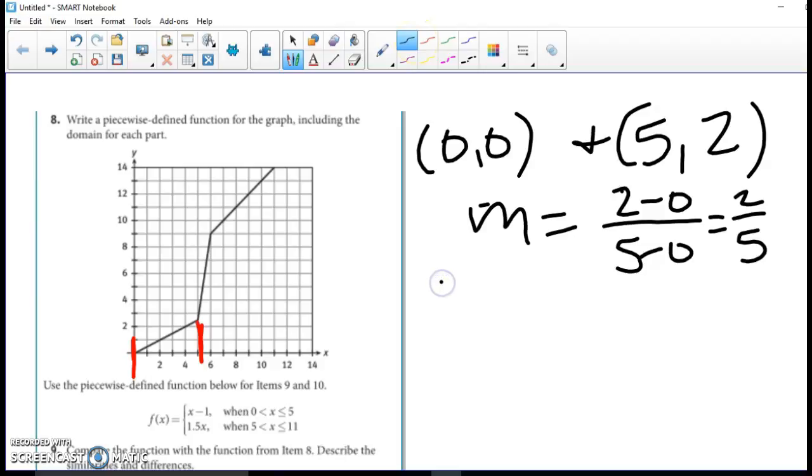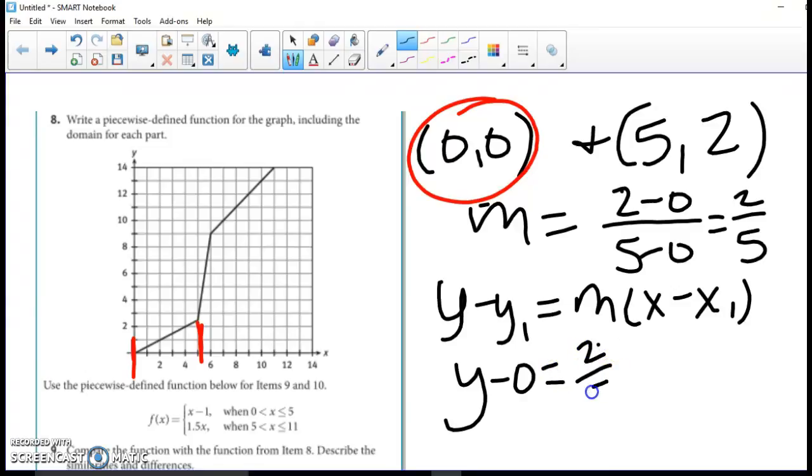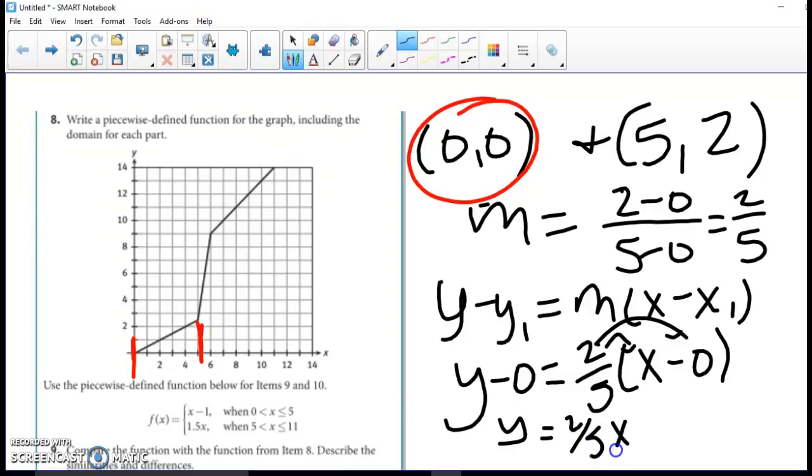So point slope form is y minus y1 equals our slope times x minus x1. And for x1 and y1, we're going to pick a point on our line. I'm going to choose 0, 0 just to keep things as simple as possible. Our slope is 2 over 5, and our x coordinate is 0. So using distribution to get rid of our parentheses, our equation for that first section is y equals 2/5 x.